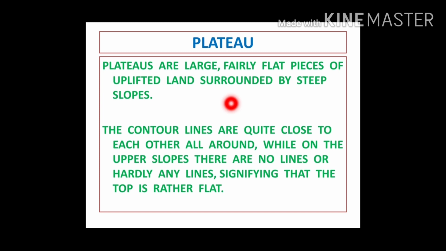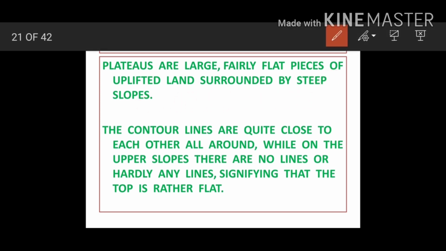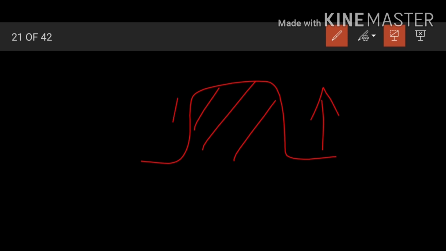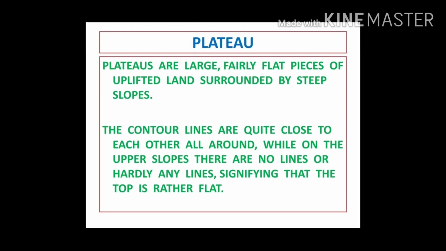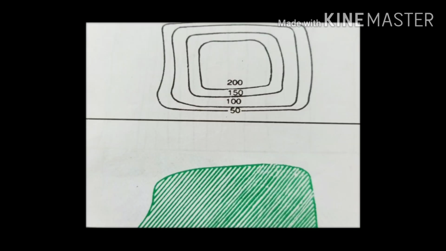Now how can we find plateaus in a topographical map? Plateaus are large, fairly flat pieces of uplifted land surrounded by steep slopes. So students, this is a plateau higher than the surrounding. It has a steep slope. So this type of landform is known as a plateau. Let's see how it is shown in a topographical map.